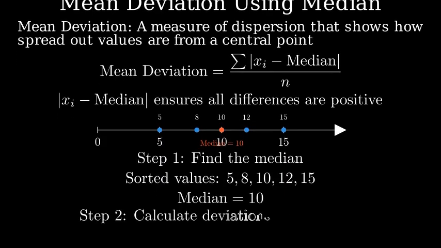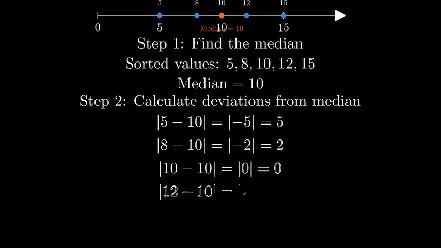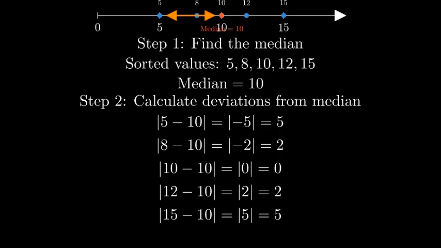Step 2. Calculate the deviation of each value from the median. Let's compute the difference between each value and the median, and take the absolute value of each difference. Let's visualize these deviations on our number line. For each data point, the deviation is the distance between that point and the median. Notice how some points are to the left of the median and others are to the right, but we take the absolute value, so we're only concerned with the magnitude of the distance.